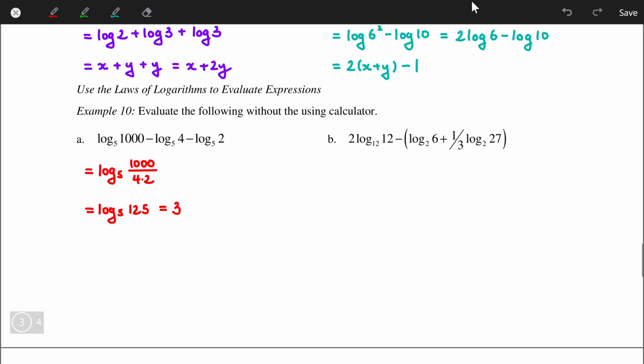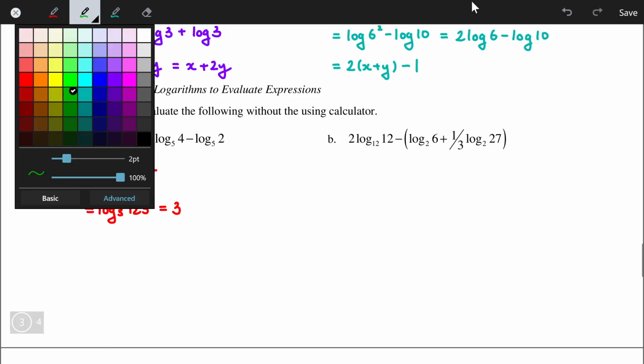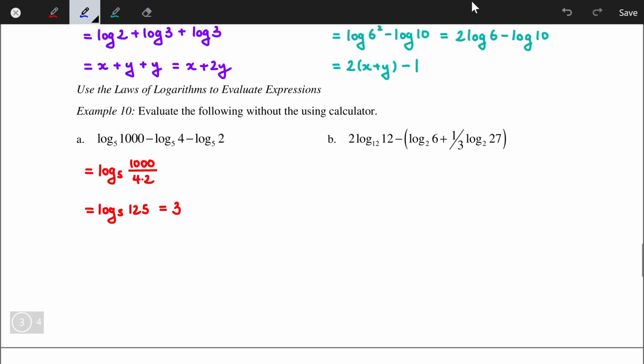Okay, so what about example 10b? So here, we can evaluate first log base 12 of 12 is just 1, so we have 2 times 1. That's good. And here, minus log base 2 of 6. Nothing doing there yet because 6 is not a power of 2, of course.